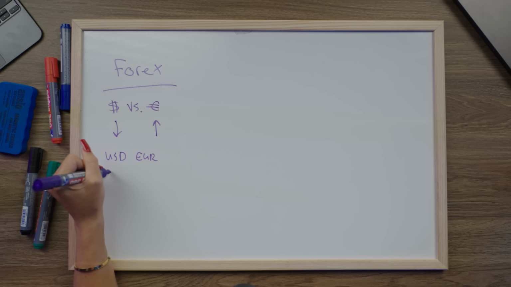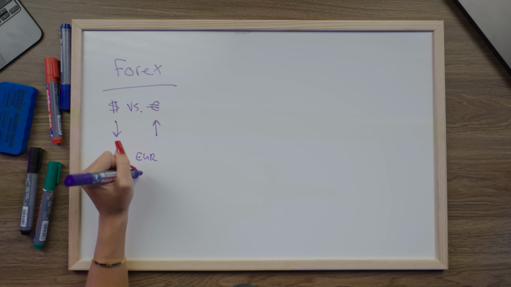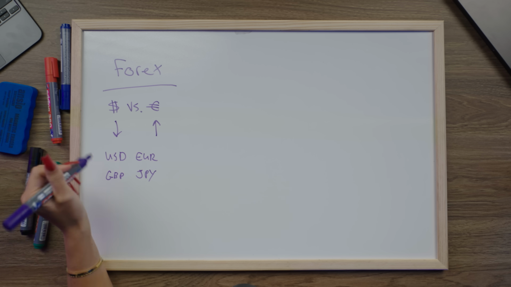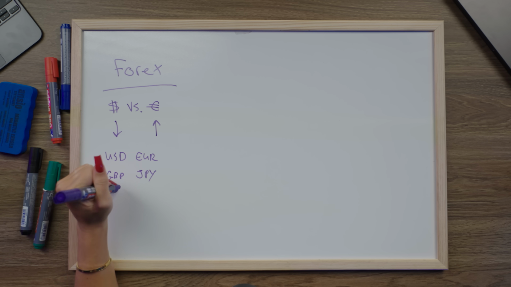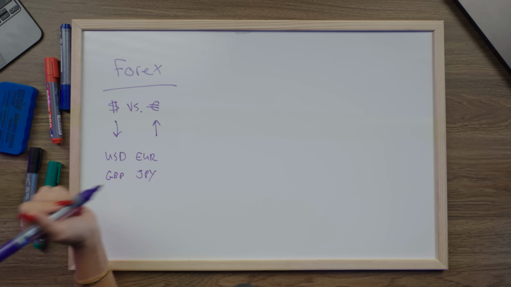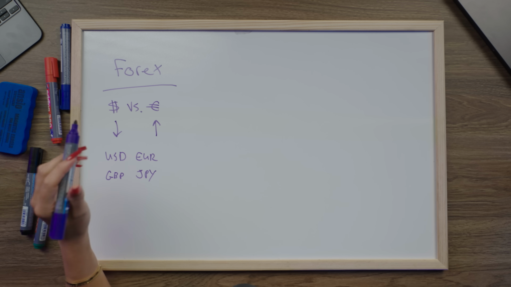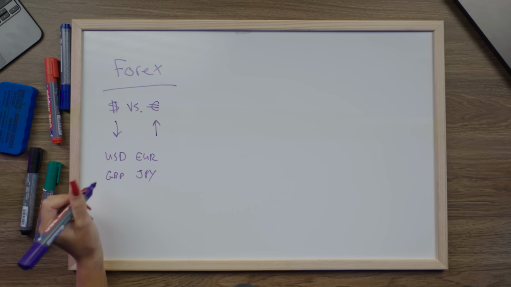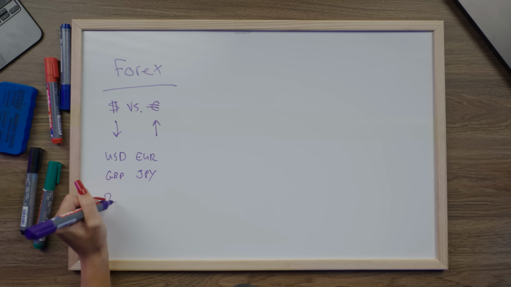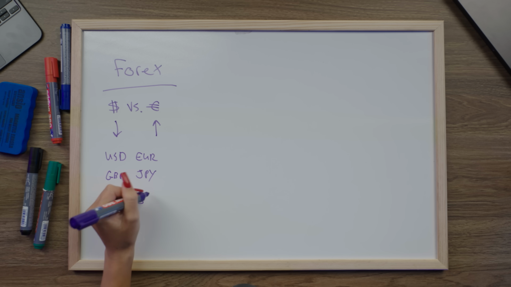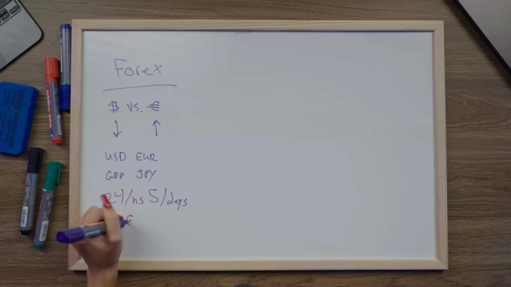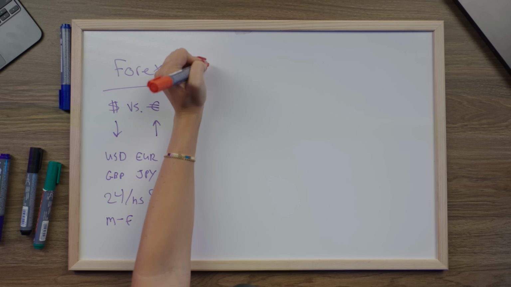Another is going to be GBP versus JPY. So the GBP is going to be the Great British Pound, and the JPY is going to be the Japanese yen. So there are a lot of different currencies and variations that you can trade. And you can also trade these currencies 24 hours out of the day, 5 days a week, Monday through Friday. The next one we're going to go over is crypto.